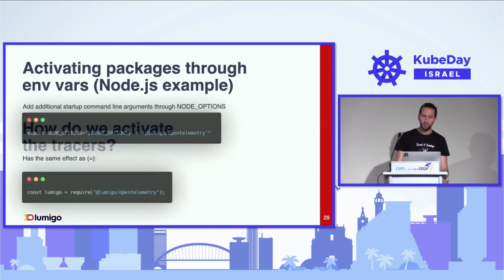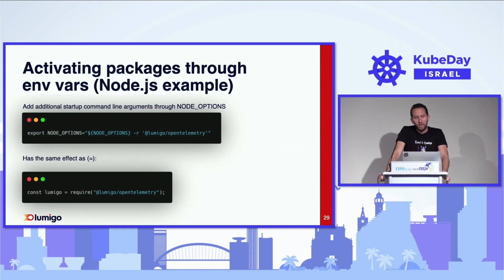And as an example, let's look at a Node example. Node 8 and up has the NODE_OPTIONS environment variable, and we can basically append to it -r Lumigo/OpenTelemetry. -r is short for the require statement. And so adding this statement to the NODE_OPTIONS environment variable is effectively like writing the line beneath, right? So just like writing lumigo equals require path to the package. So this is an example for Node. We do this for Python. We do this for Java as well.